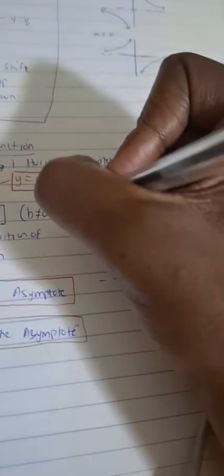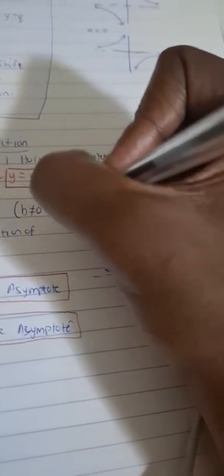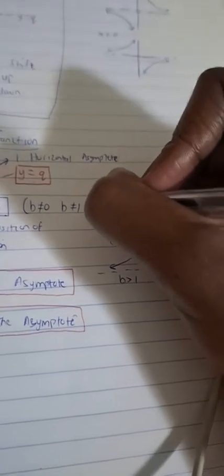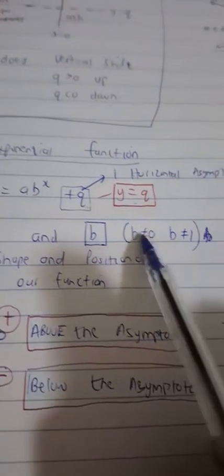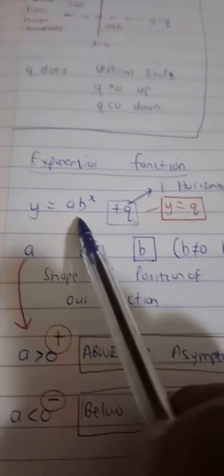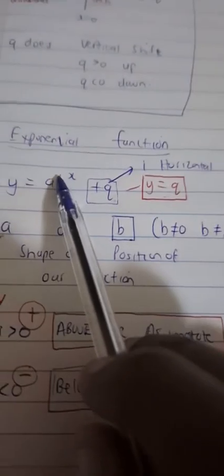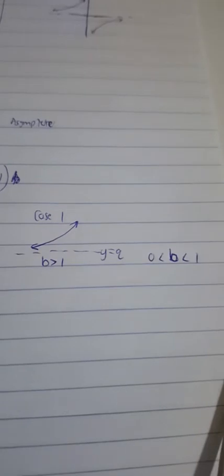There are two things about b. B, first and foremost, cannot be 0, and b cannot be 1. Those are two things that b cannot be for an exponential function. So first and foremost, b cannot be 0 and b cannot be 1. So there are only two situations that b can be. b can either be greater than 1 or b can be between 0 and 1.